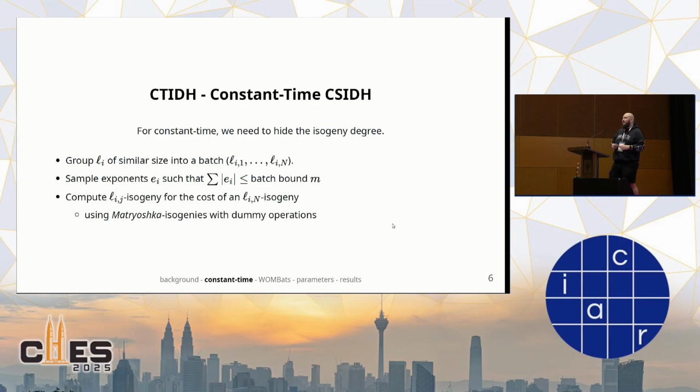And so the idea in CTIDH is to group small ℓi of the same size into a batch, and then sample one exponent for each ℓi again, but this time I have a bound per batch that I don't want to exceed. Then to hide the degree of the isogeny, I can use something that's called a Matryoshka isogeny, and here we fill the inner part of this isogeny computation with dummy operations to hide the degree up to the bound of our batch, and so we can hide the degree.